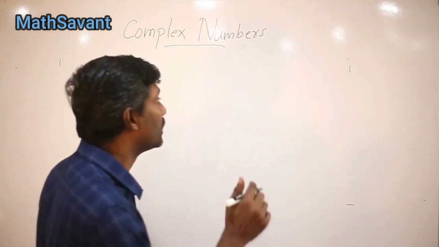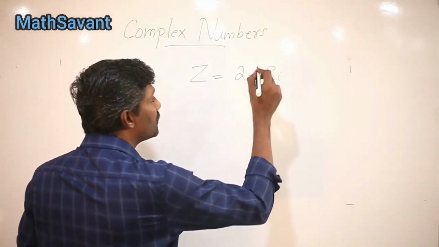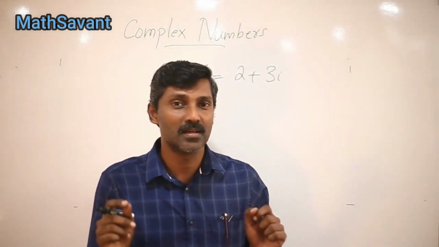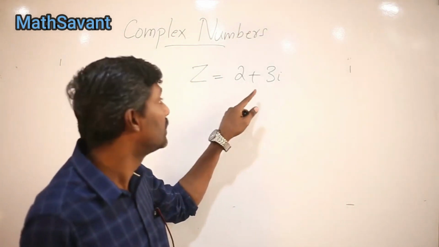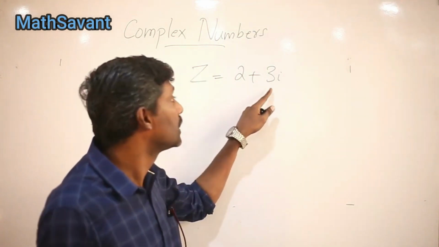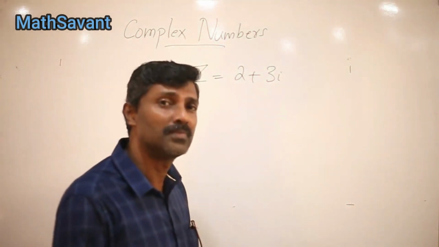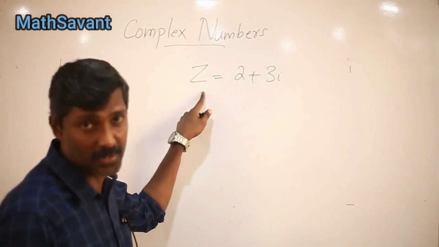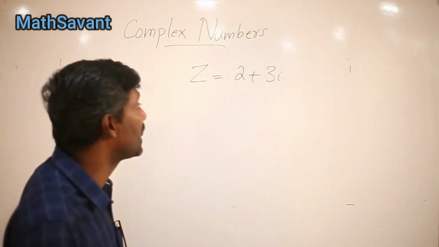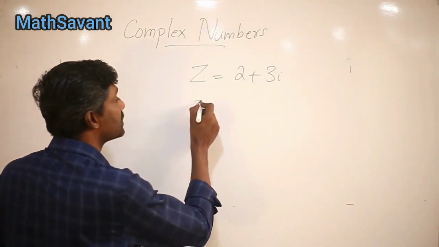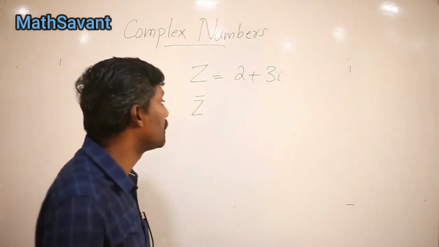Suppose you have a complex number given by z is equal to 2 plus 3i. I already told you that any complex number has 2 parts, the real part and the imaginary part. So here the real part is 2 and the imaginary part is 3. Now, I will introduce something called the conjugate of this complex number. For every given complex number z is equal to a plus ib, we have a conjugate which we represent as z bar. Just put a horizontal line over z and you get the conjugate of z.